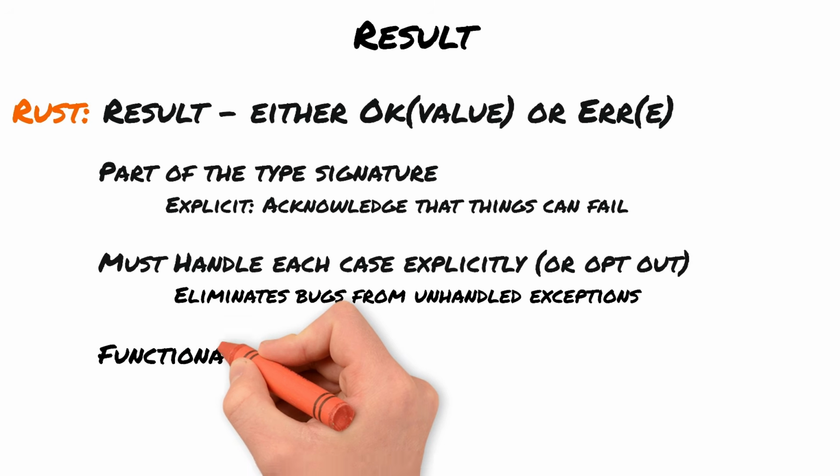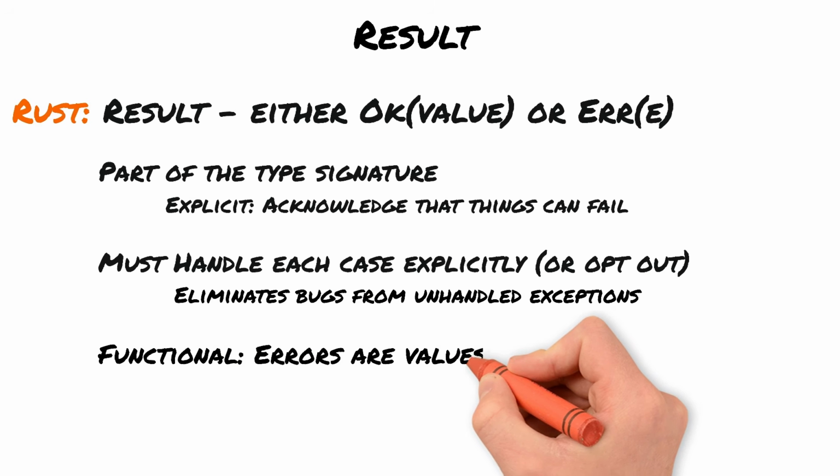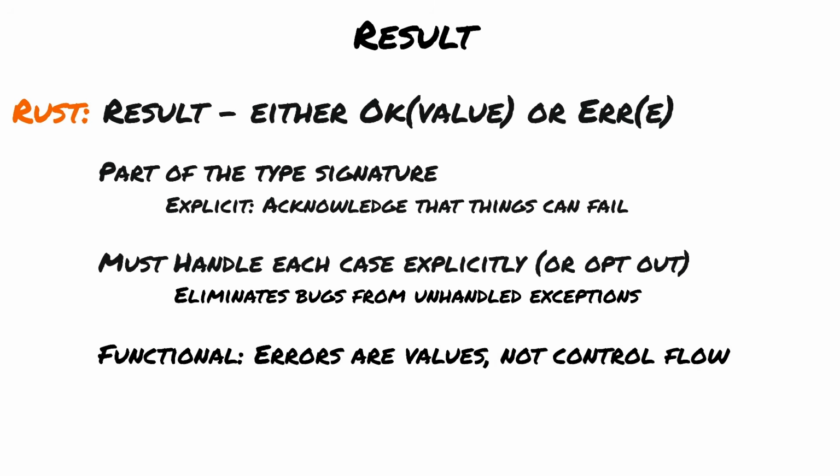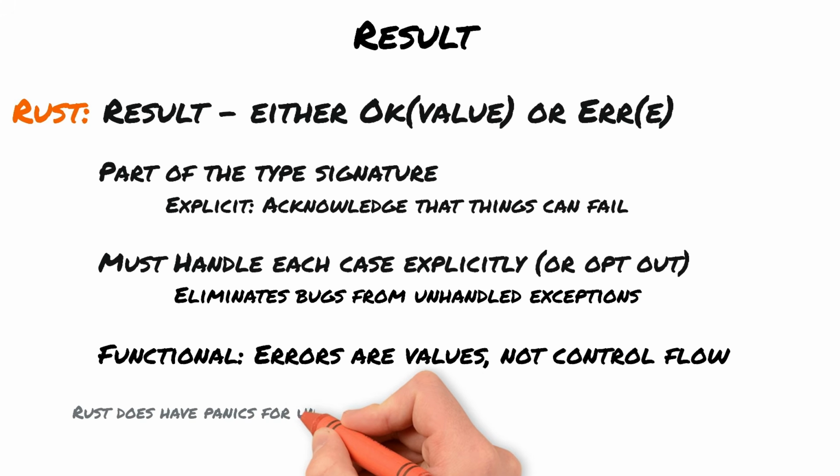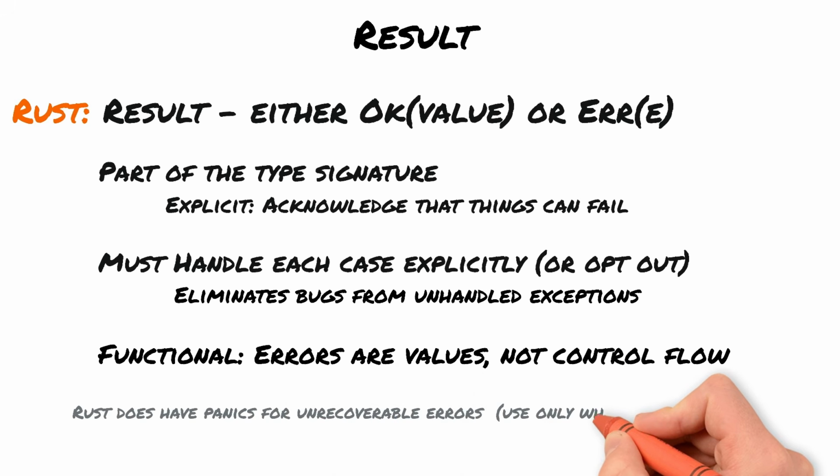This is more of a functional approach. Errors are values, not control flow. That said, Rust does have panics for unrecoverable errors, but use only when necessary.